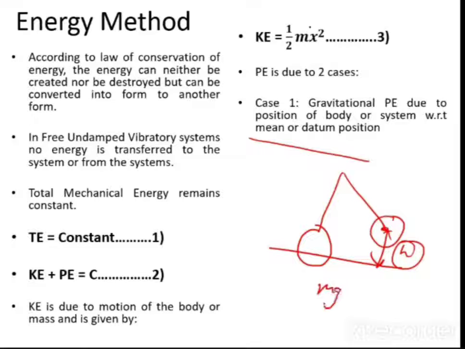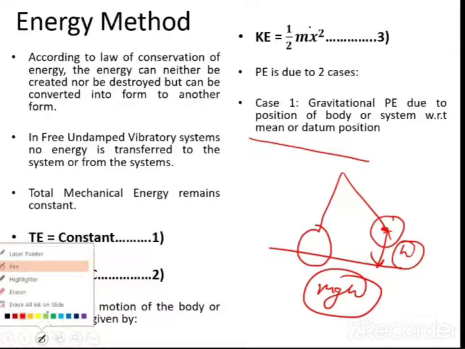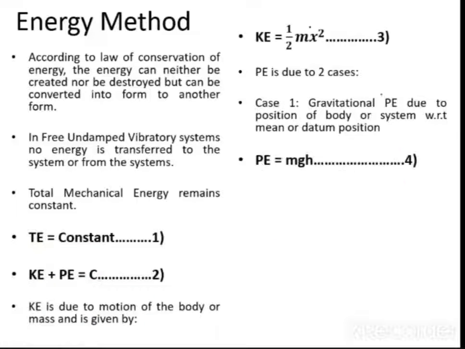So what is potential energy? mgh. I have already explained this in lecture number 1, right? So this is nothing but the gravitational potential energy, which is given by mgh. So gravitational potential energy is due to the position of a body or a system with respect to the mean or datum position.